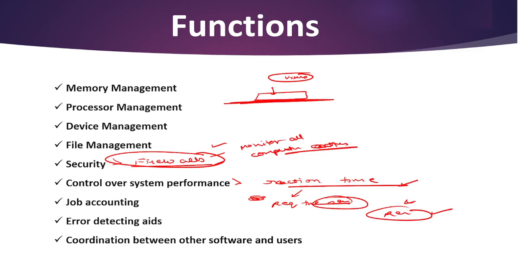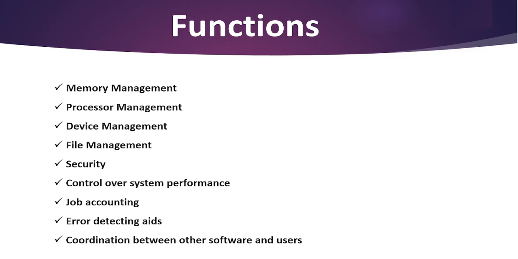Next we have job accounting. So as the operating system keeps track of all the functions of the computer system, as we have already discussed, hence it makes a record of all the activities taking place on the system, and it has an account of all the information about the memory.